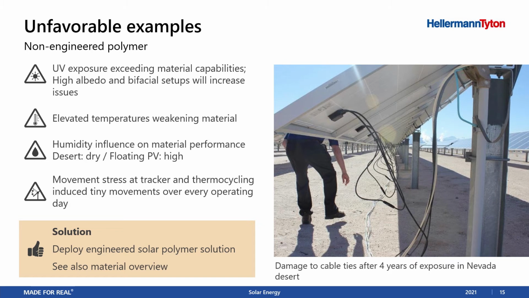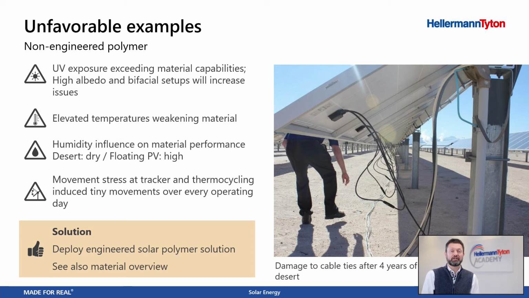UV degradation, of course, is a common issue in solar plants. This picture shows you fallen off cable ties after 4 years exposed in a Nevada desert on a tracker installation. In this setup, the wrong material has been used. It should have been a different one. Could be polyamide 11, for example, as a proposal that is much better suited for this kind of installation.